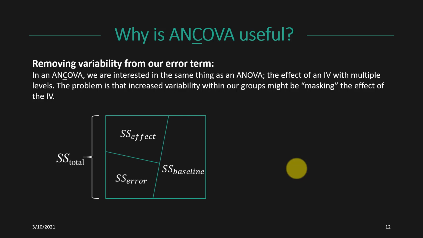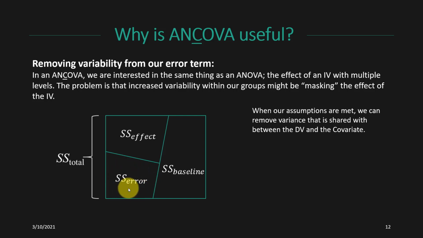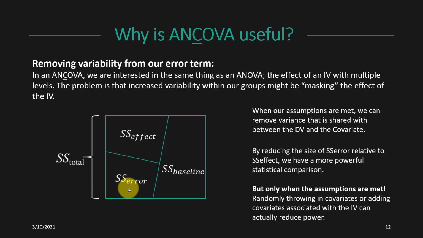But now what we can do is mix in continuous variables that help to explain some of the total variance. And whereas before this variability was remaining unexplained and getting lumped into the error term, if we can account for it through the intelligent use of covariates, now what we're explaining with our effect is proportionally much larger relative to what remains unexplained. So when the assumptions of our ANCOVA are met, we can remove the variance that is shared between the dependent variable and the covariate, and this in turn is going to reduce the unexplained variance and make the explained variance look proportionally a lot bigger.